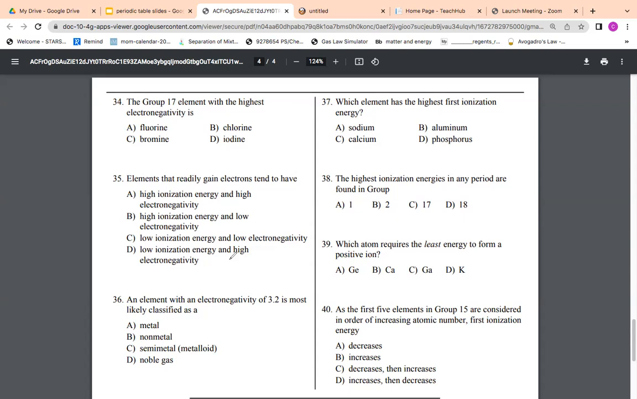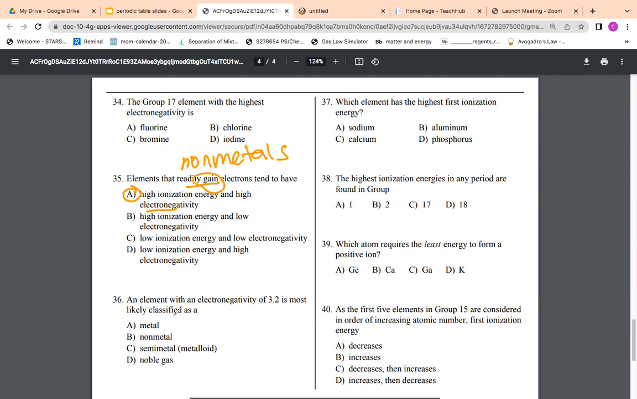35. Elements that readily gain electrons tend to have... so what they're describing here, things that readily gain electrons, they're describing nonmetals. Nonmetals usually have very high ionization energy and also very high electronegativity. They both go hand in hand. Again, ionization energy is how much energy you need to remove an electron. It's very hard to remove an electron from something that wants to gain electrons, okay? And also, because they gain electrons, this speaks directly to their attraction for electrons, and that's the electronegativity. That's the attraction to electrons.